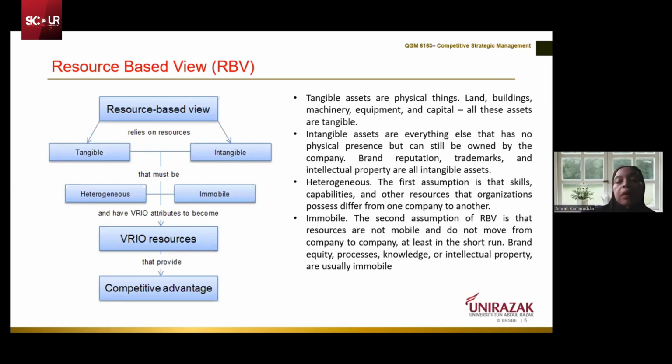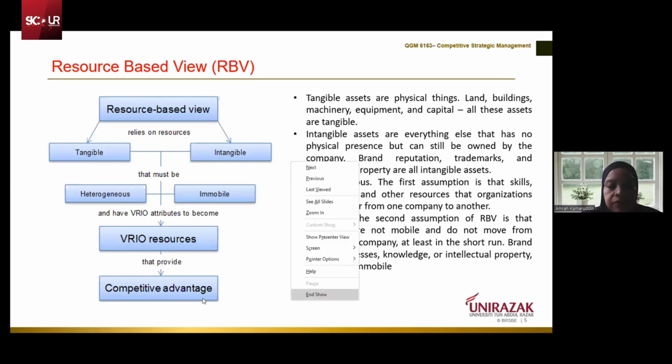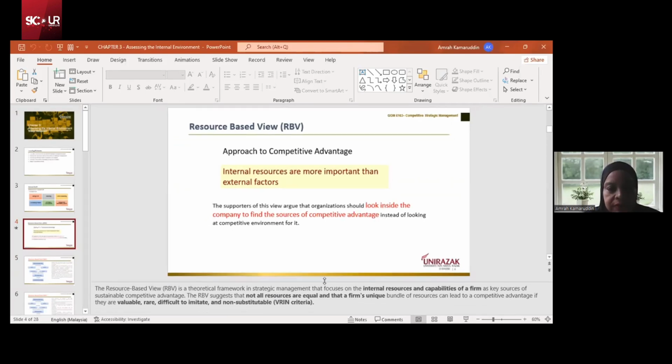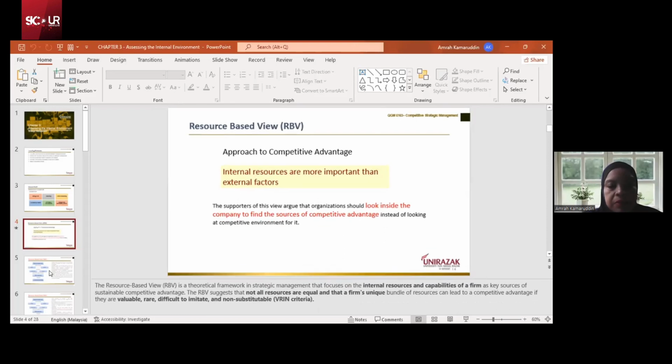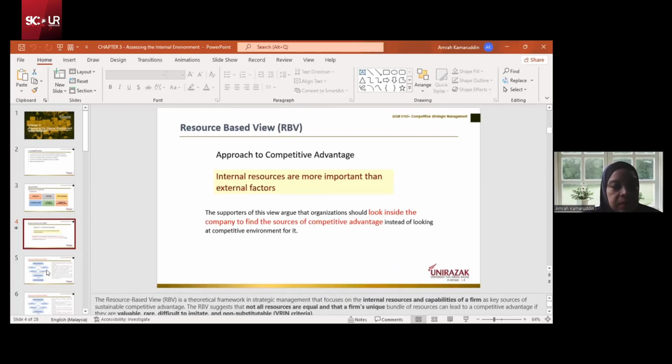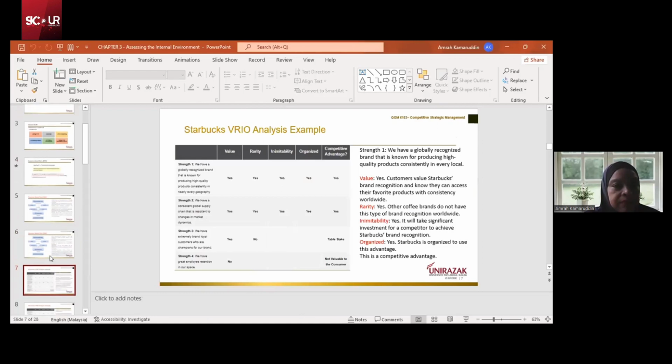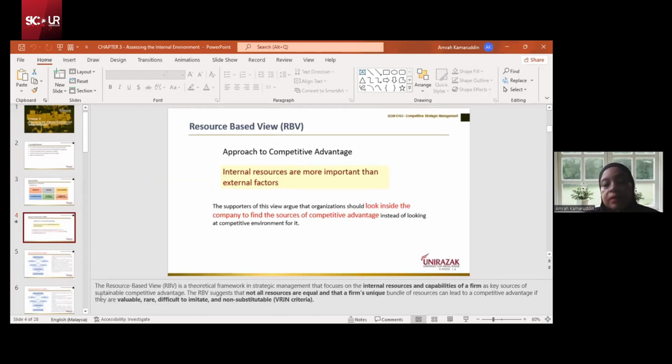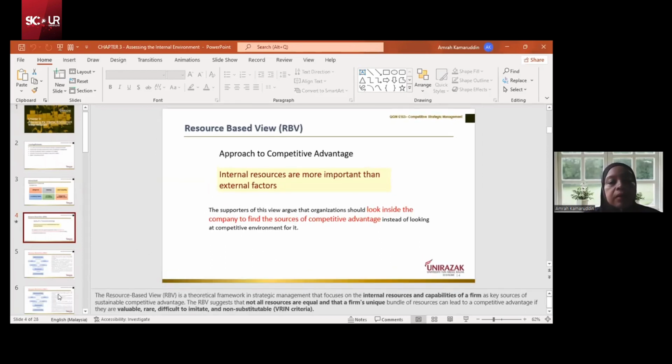When you look at the resource-based view, this RBV is, if I'm not mistaken, from the 1990s. The theory itself was introduced by Barney, if I'm not mistaken. Maybe you can check later. Yes, it's Barney. This RBV theory is from the 1990s.